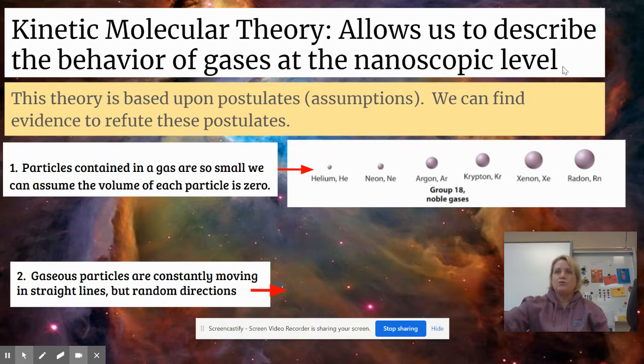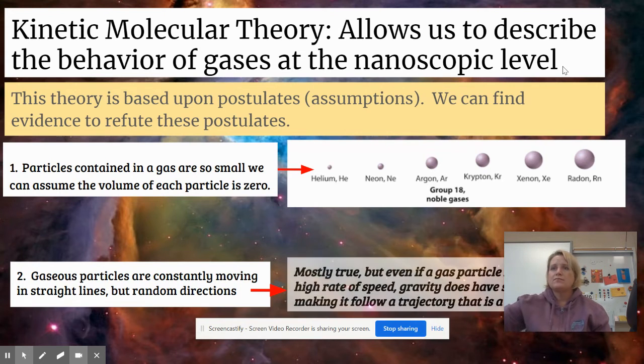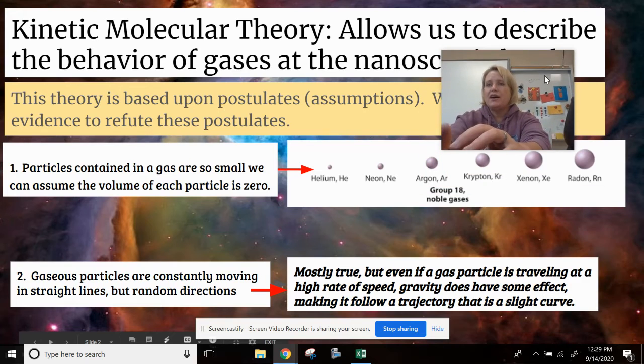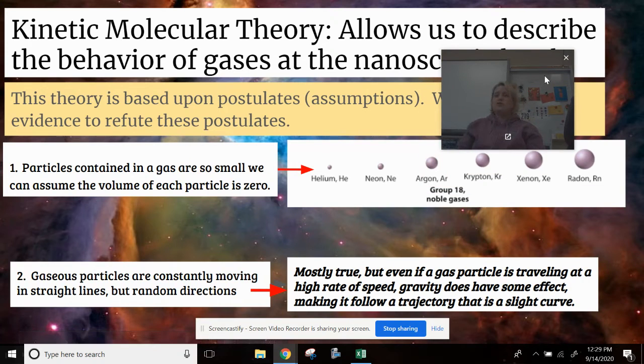Here's some evidence to refute that. It's mostly true, but even gas particles moving at a high rate of speed are affected somehow by gravity. Even if the initial velocity of those particles is so incredibly high, they will travel in a straight line almost infinitely. At some point, gravity will take over and curve their trajectory. So partially refuted, but we can still assume that those gas particles fall in a straight line. Let's see what else we have.